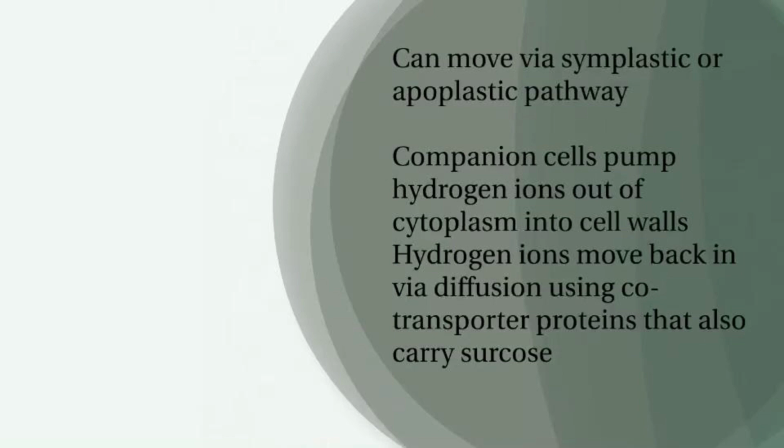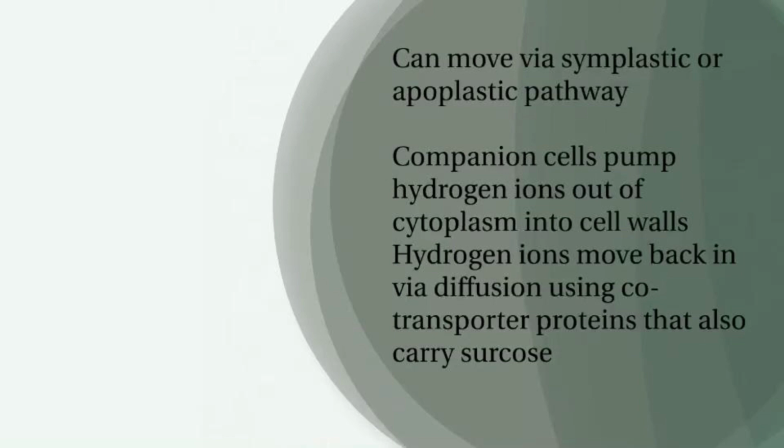The important thing to remember here is that if sucrose is moving via the apoplastic pathway, it utilizes proton pumps to move hydrogen ions out of the companion cells, and then they move back in via a co-transporter and they can bring in the sucrose with them. That's how it gets into the phloem. The assimilates then move via the phloem from the source to the sink, as we just discussed.